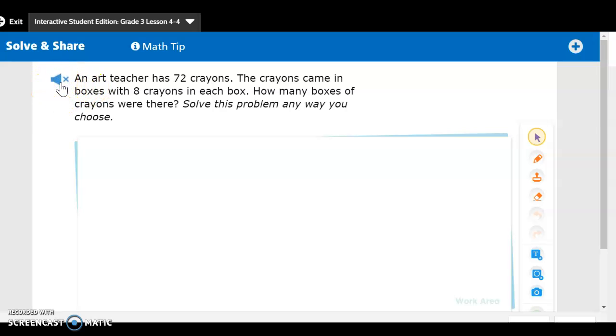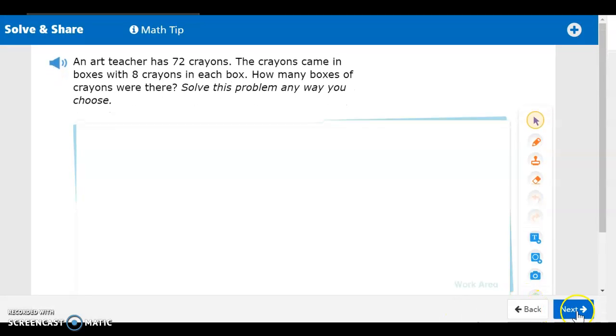Our teacher has 70 crayons. The crayons came in boxes with 8 crayons in each box. How many boxes of crayons were there? Solve this problem any way you choose. When the sub says it's time to solve it, go ahead and solve it any way you choose. Remember to use the strategy that works for you. If you can keep it short and sweet by using multiplication, then that's a great strategy. Then, when it's time to move on to the next step, down here, you'll click Next.